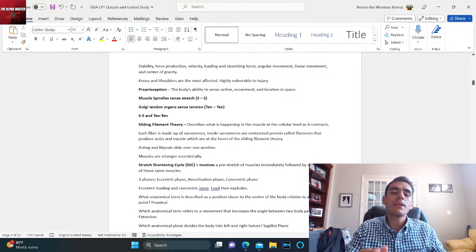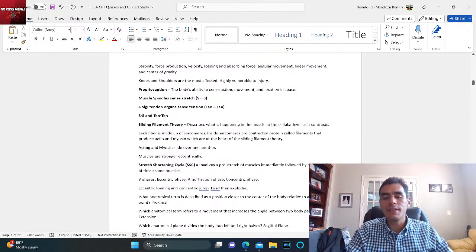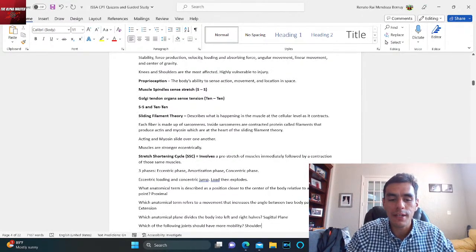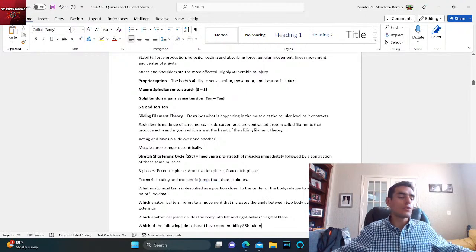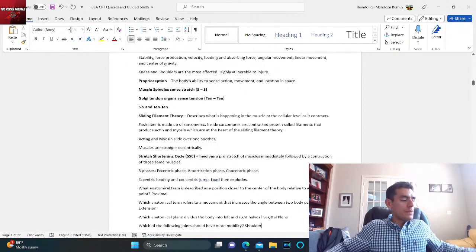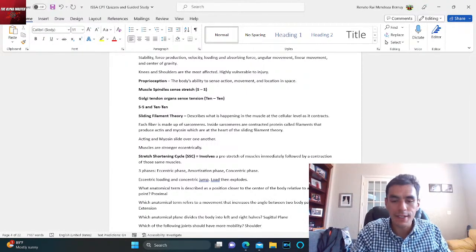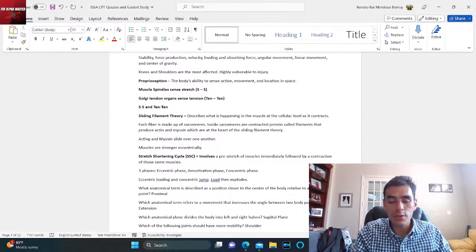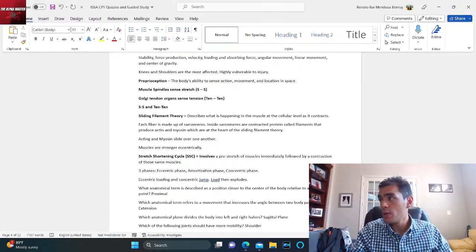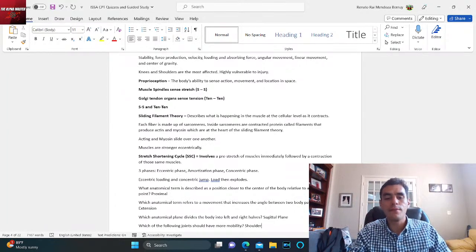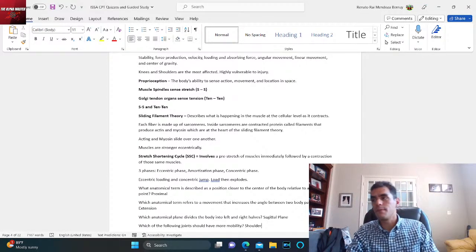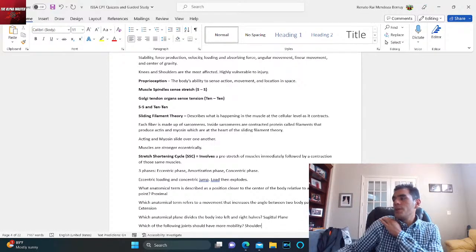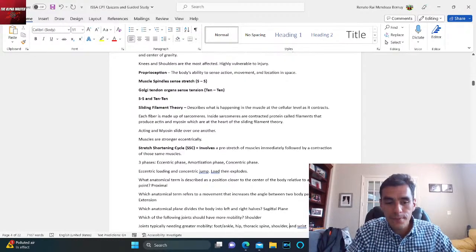Which anatomical plane divides the body into left and right halves? It is going to be the sagittal plane. Which of the following joints should have more mobility? It is going to be the shoulder. The shoulder should definitely have more mobility because it's a ball and socket joint that is meant to move around.